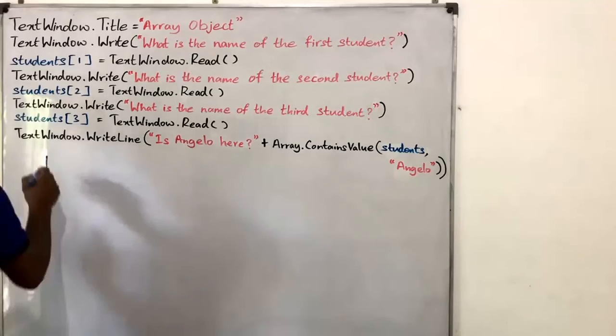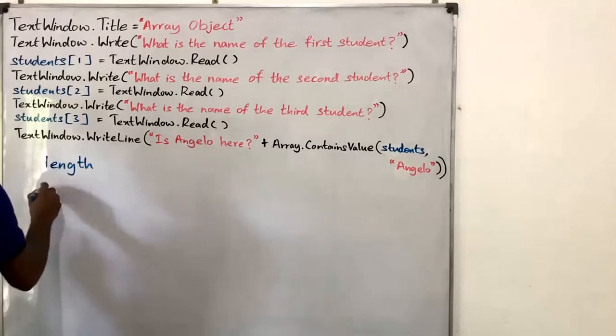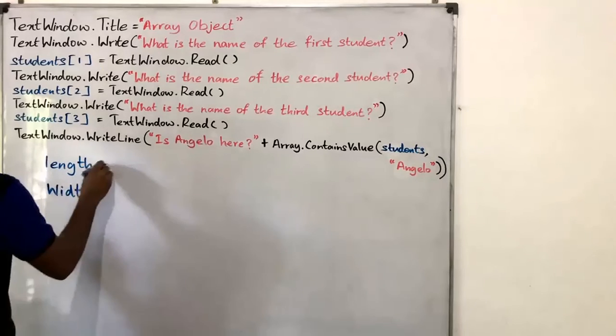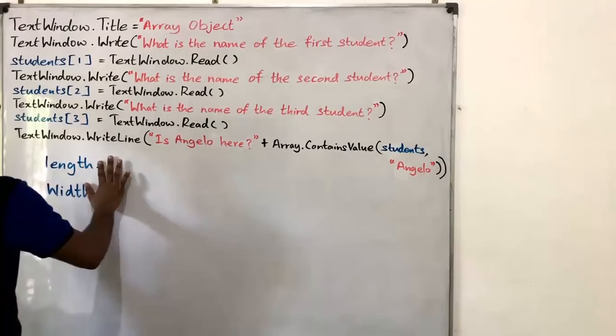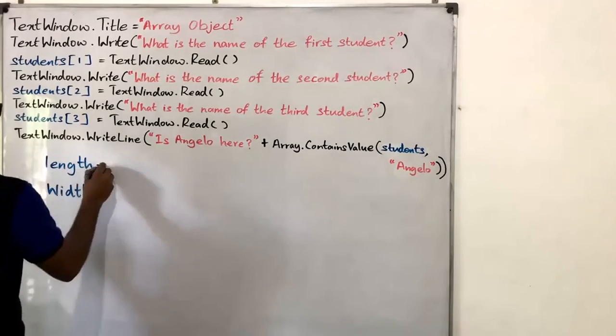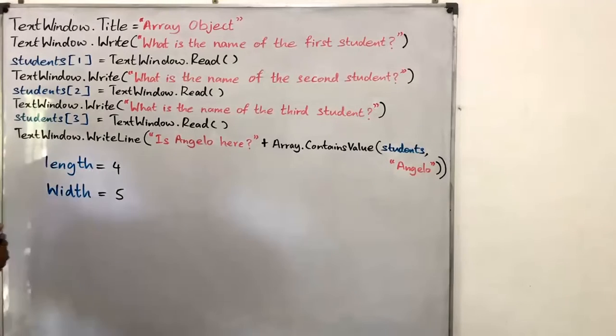Yesterday we learned length, width, likewise. Length is the variable name, and its value can be 4. Width can be 5, likewise.